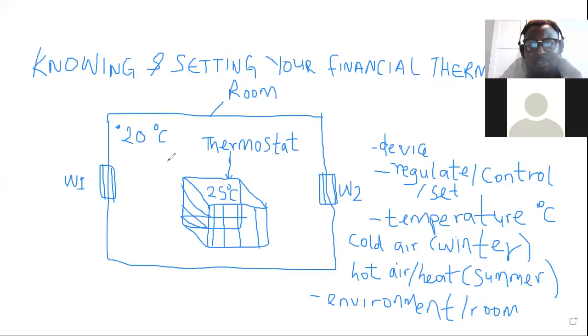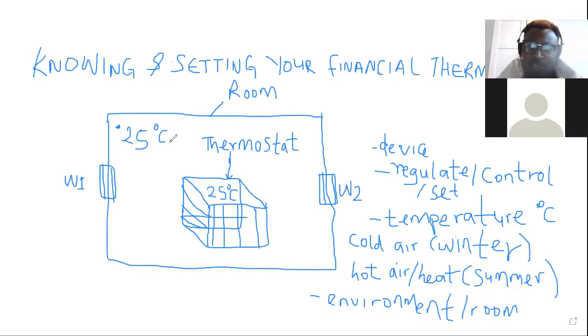But what will happen after one hour? Remember, the thermostat is set to 25. After one hour, the heat in the thermostat is going to fight the cold that just came in and bring the temperature in the room back to the same 25 degrees Celsius. I don't know if you're getting what I'm doing. The temperature is going to come back to 25.